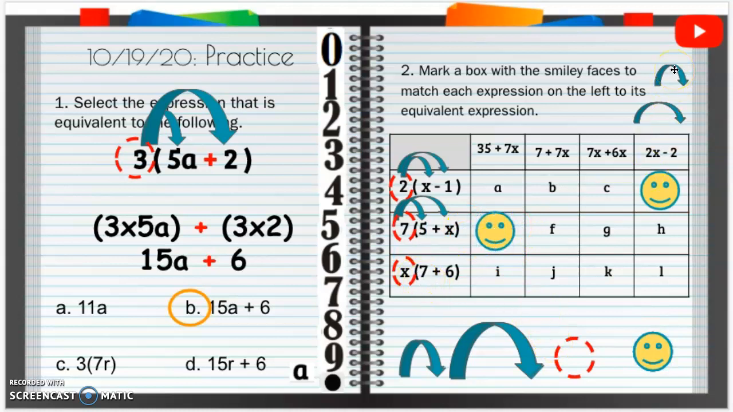All right, now we have an x in the front. So that x times 7 is just going to be 7x, or 7 times x. Whoop, there it is. And then we have x times 6. You're just going to keep that x, and it's going to be 6 times x, or x times 6. So we have 7x plus 6x. Yep, there we go. So our letter is going to be in box K, and you can put your smiley face there. This box was not used, and this column was not used, and that's okay.